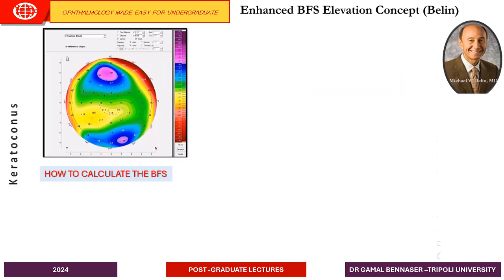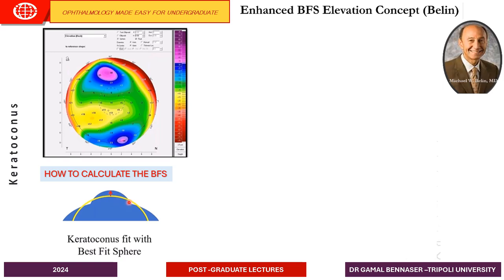Now in this example, we will see how we apply the enhanced best fit sphere to amplify the finding of the surface of the cornea. For example, as you can see here, this is utilizing the regular best fit sphere, utilizing an 8 millimeter diameter, so that you can see that there is an area of steepening in this area of the cornea. And this is the reference surface.